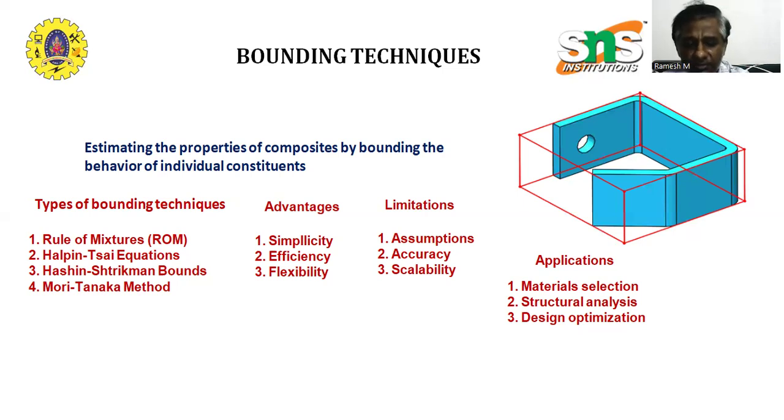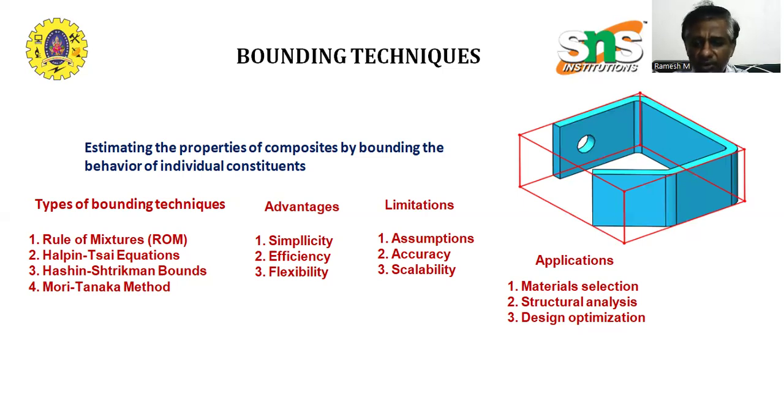Another bounding technique is called Hashin-Shtrikman. It is a variational method that estimates the elastic properties of composites by bounding the behavior of individual constituents, and it provides the upper and lower bounds for the composite properties. It is more accurate than the rule of mixtures and Halpin-Tsai, but it requires more computational effort than Halpin-Tsai as well as the rule of mixtures.